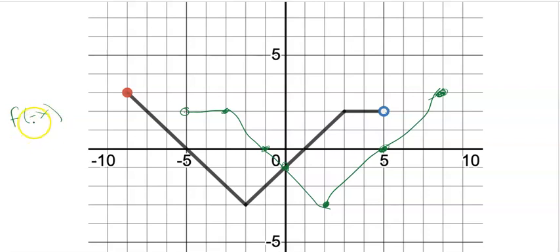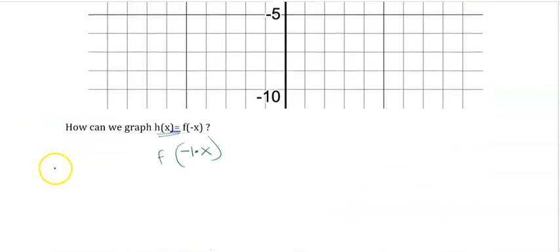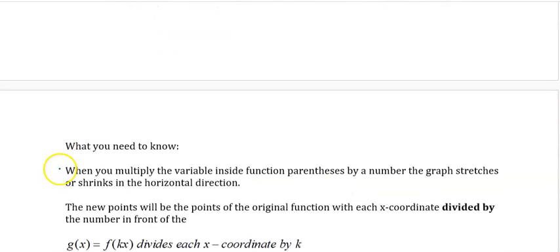So this just means all the x-coordinates are going to be divided by negative 1, which would just change the sign. Because we're changing the sign in front of the x, we're reflecting over the y-axis. When we change the sign in front of the whole function, we're changing the signs of the y. So what was up here comes down there. What was over here on the right is now over there on the left, just as far away from the y-axis, but on the other side. Okay, so that's a very important shift to understand.